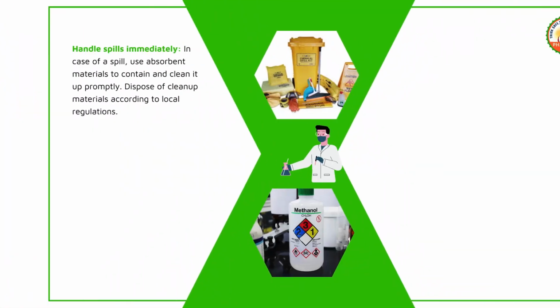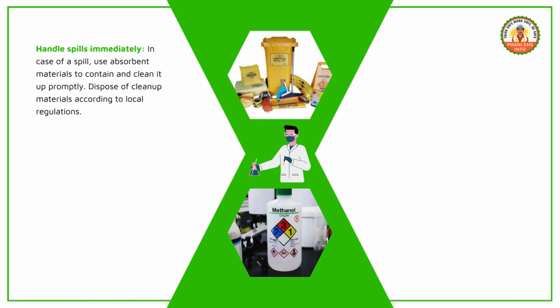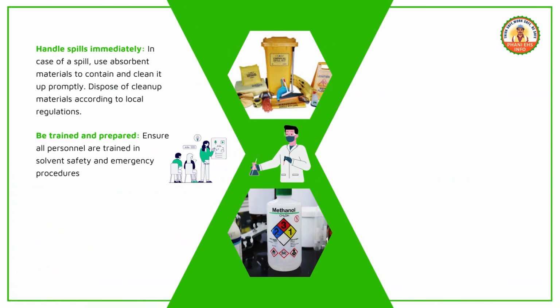Handle spills immediately. In case of a spill, use absorbent materials to contain and clean it up promptly. Dispose of cleanup materials according to local regulations. Be trained and prepared. Ensure all personnel are trained in solvent safety and emergency procedures. Know the locations of safety showers, eye wash stations, and first aid kits, and regularly participate in safety drills.